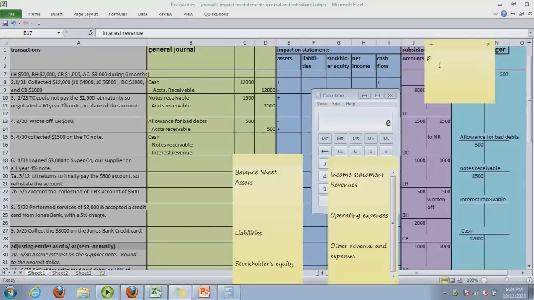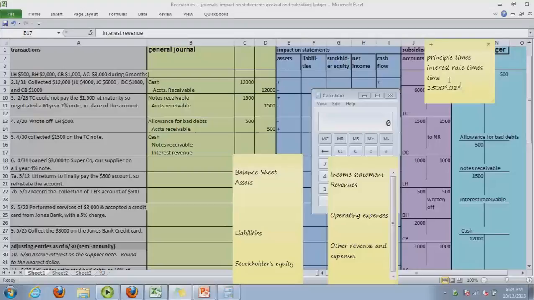But the calculation for interest is principal times interest rate times time. Interest rate is usually annual, and time again is how long we held the note. So principal is $1,500. The interest rate that we charged was actually relatively low. I guess we're trying to be nice as customer. Maybe it's a very good customer. 2%. That was just the numbers I made up.